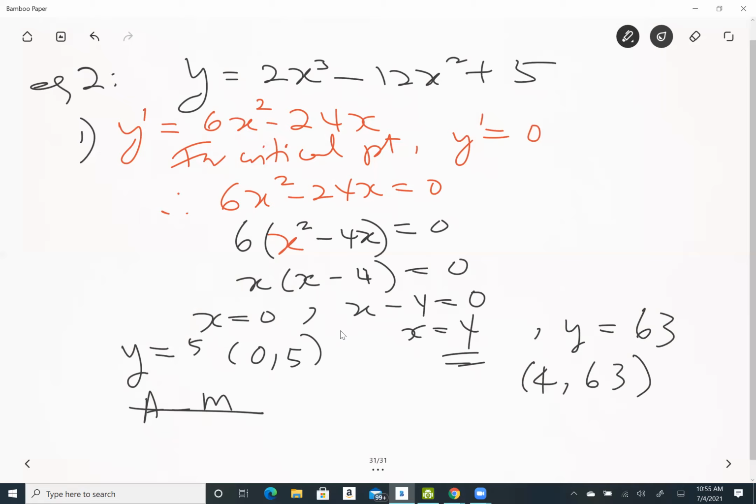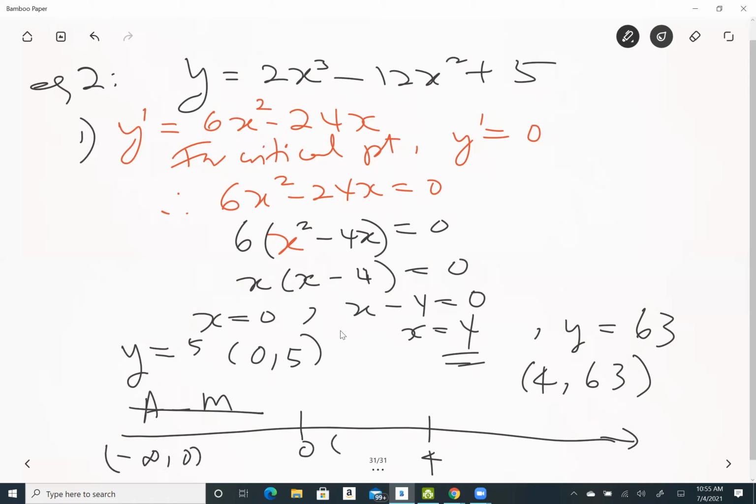If I just draw the number line for the x, you can see there are 2 critical points, 0 and 4. And there will be 3 intervals. One from negative infinity to 0. Second, 0 to 4. And third, 4 to infinity.